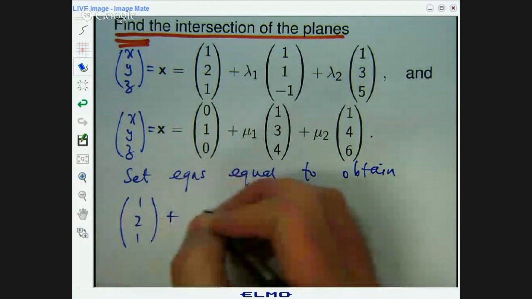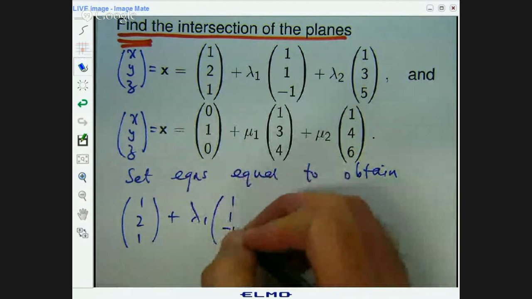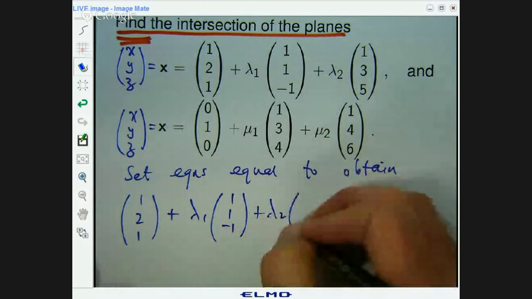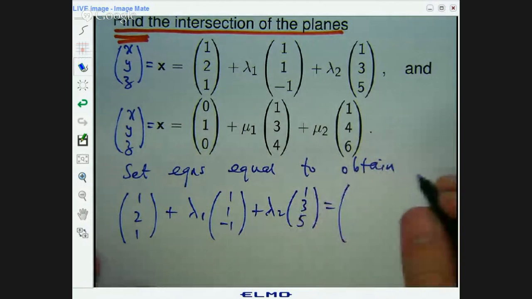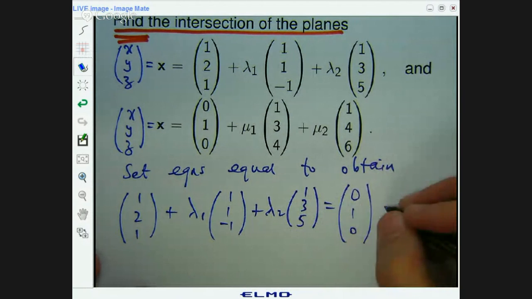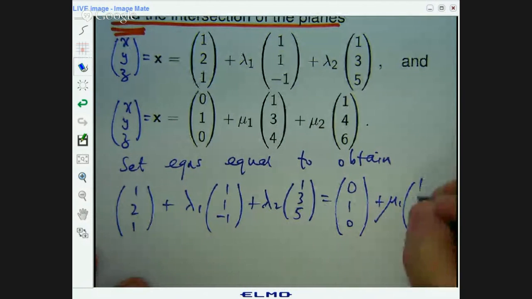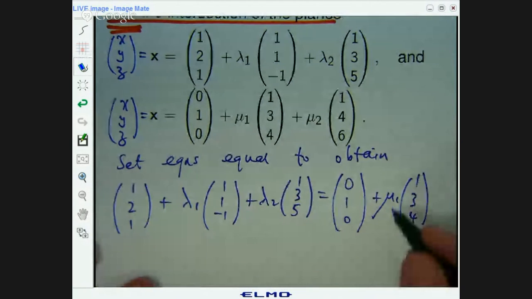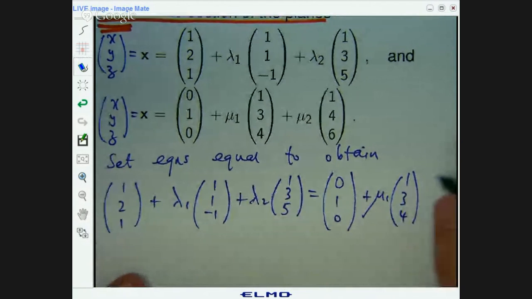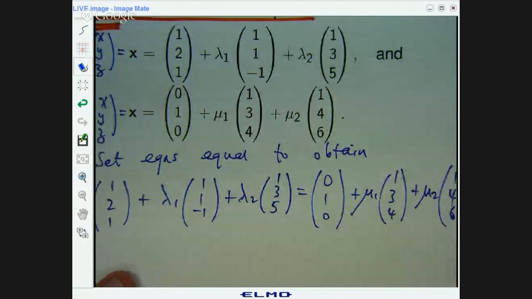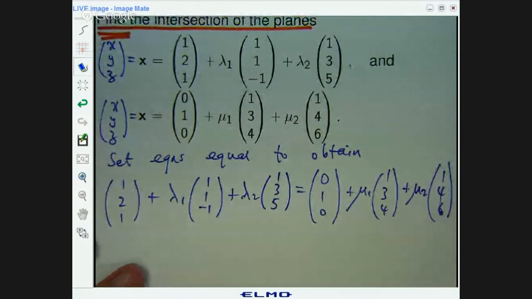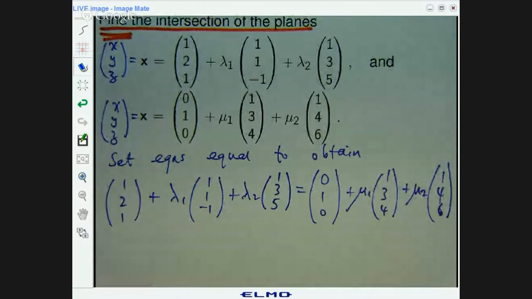(1, 2, 1) plus lambda 1 times (1, 1, negative 1) plus this equals (0, 1, 0) plus this. So here lambda 1, lambda 2, mu 1 and mu 2 are parameters, they're unknowns in this case. (1, 4, 6). Let me just zoom out a little bit. Okay, so let's try to solve this linear system.